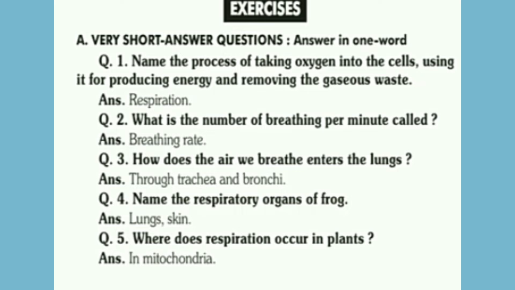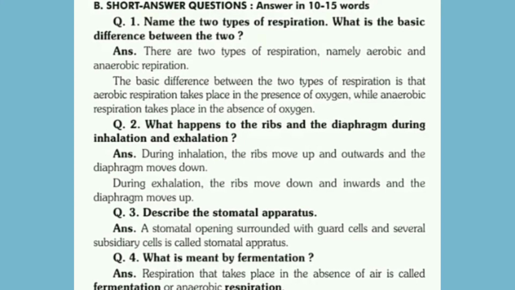Now let's come to the B part. So now B part, question number 1. Name the two types of respiration. What is the basic difference between the two? So there are two types of respiration, namely aerobic and anaerobic respiration. The basic difference between the two types of respiration is that aerobic respiration takes place in presence of oxygen, while anaerobic respiration takes place in absence of oxygen.